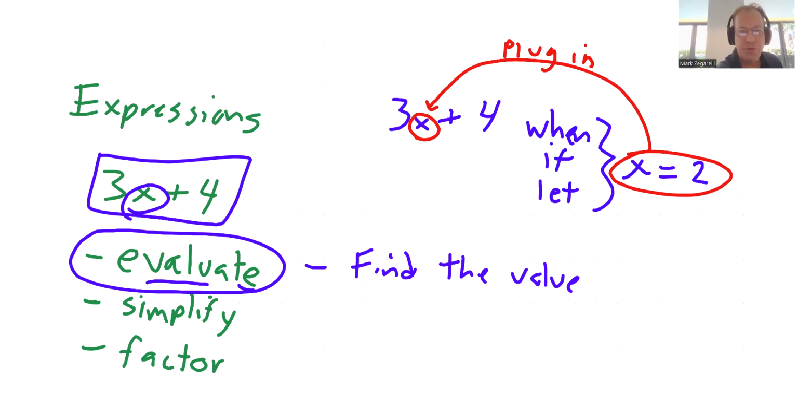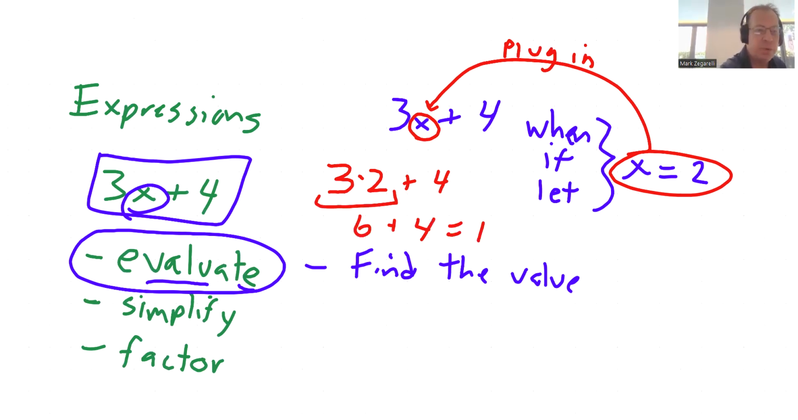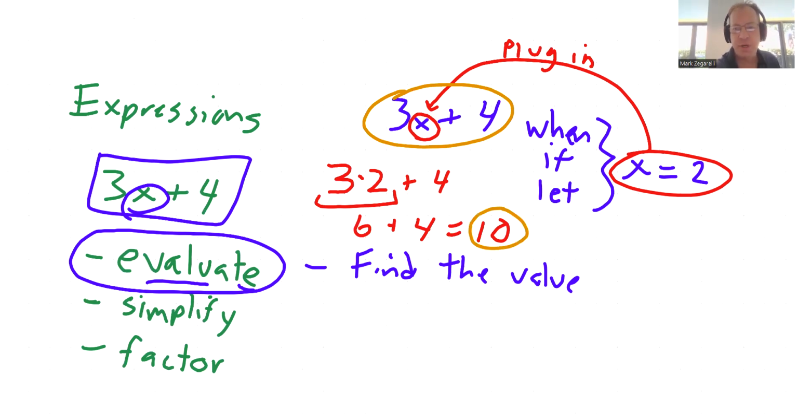And that gives us 3 times 2. I'm going to use that little dot now that I have 2 numbers, plus 4. And then what this gives us is 6 plus 4 equals 10. And what we've done is we've found the value of this expression when x equals 2.